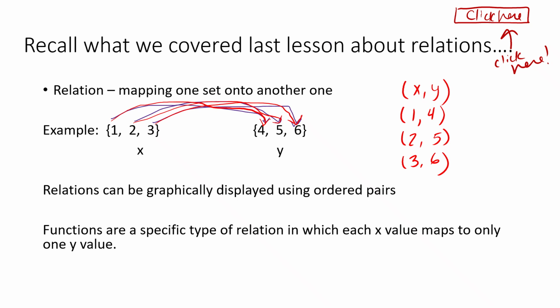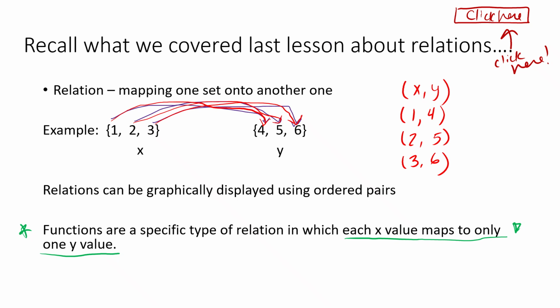Now, right here, we've got essentially our definition of functions. Functions are a specific type of relation in which each X value maps to only one Y value. Okay, and I would pause the video. If you've got a notebook handy, pause it and write that down. Hope you did that. Hit pause and wrote it down. Each X value maps to only one Y value.